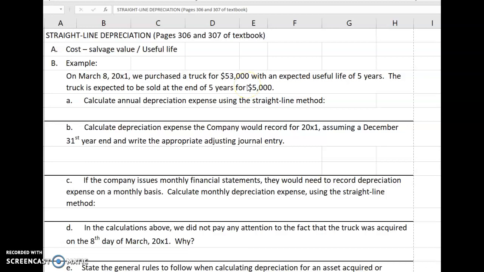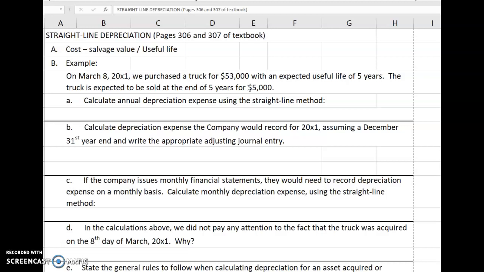Hi everybody, welcome back to video lecture 8-2. In this lecture we will talk about straight line depreciation, which should be pretty much of a review for you because we covered straight line depreciation in chapter 3 earlier this semester. In chapter 8, straight line depreciation is discussed on pages 306 and 307 of your textbook.